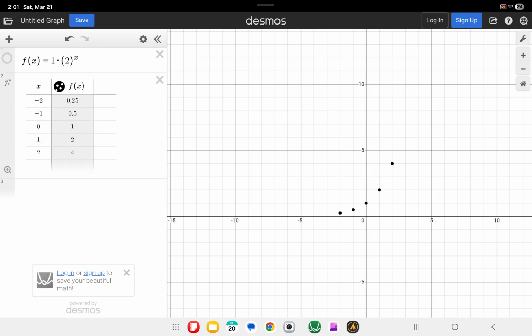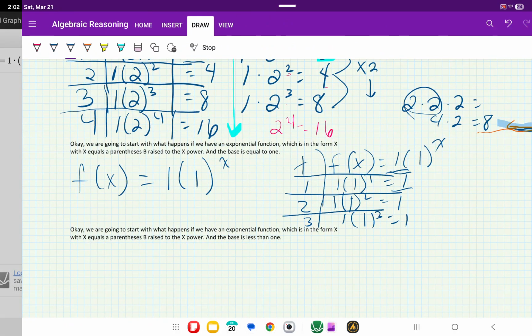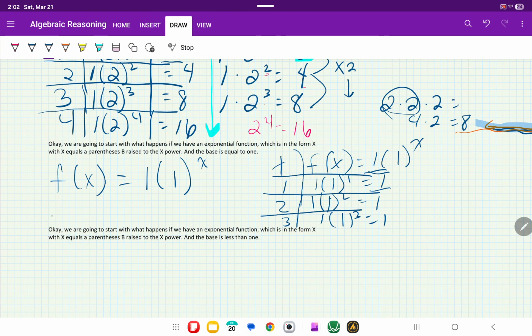All right, come back over here. Stasis means no growth, no decay. It just stays the same all the way through.